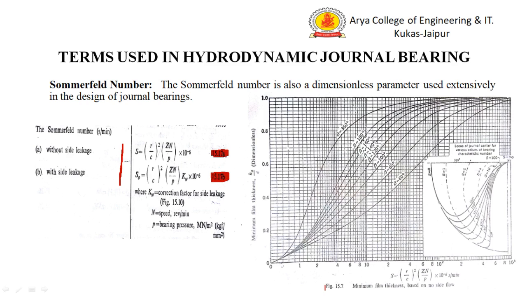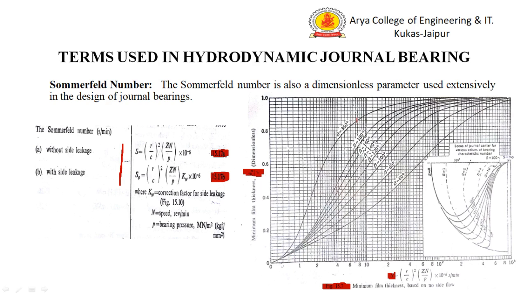And this is the figure for the Sommerfeld number. In this, on the x-axis there is S, meaning Sommerfeld number, and on the y-axis there is the value of h0 by C. So if the value of S, the Sommerfeld number, is known and C, the radial clearance, is known, then we can calculate the minimum oil film thickness h0.